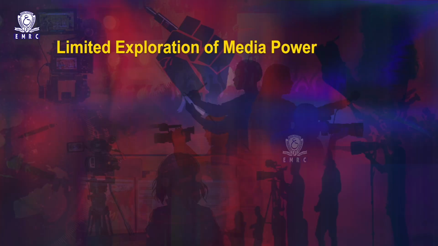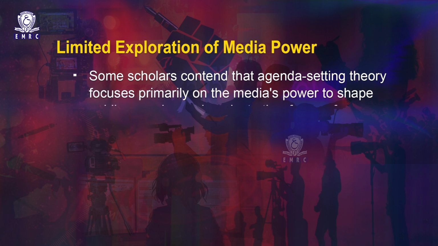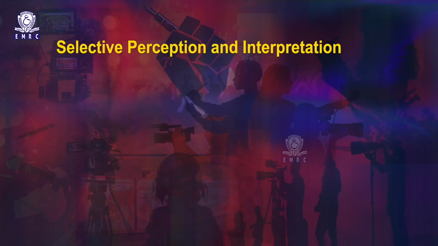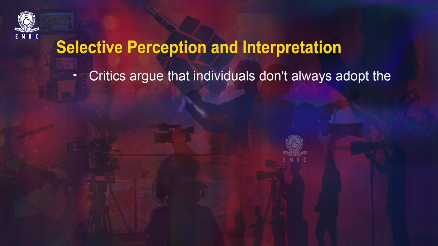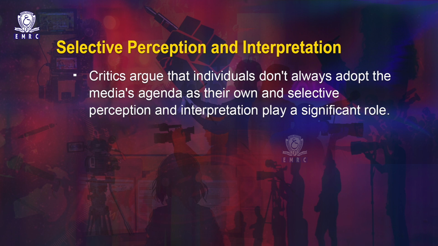Assumption of passive audience. Critics argue that agenda setting theory assumes a passive audience that is easily influenced by media. This perspective overlooks the active role that individuals play in selecting, interpreting, and resisting media messages. Limited exploration of media power. Some scholars contend that the theory focuses primarily on the media's power to shape public agendas and neglects other forms of power dynamics within society. It doesn't delve deeply into how certain groups or institutions influence media content.